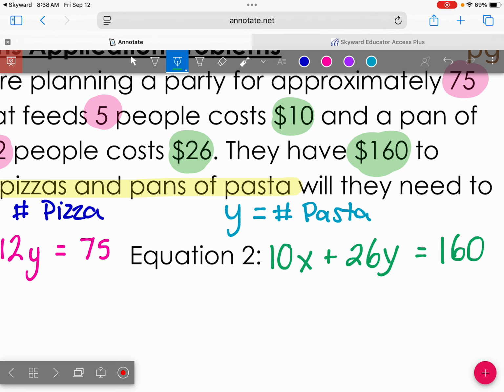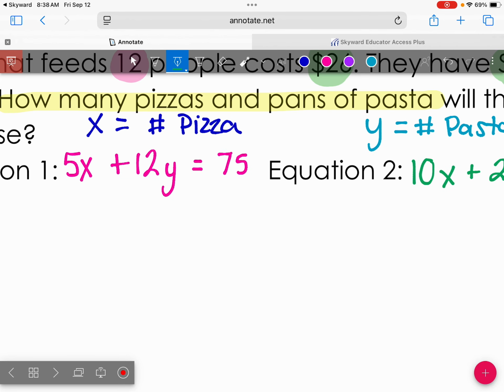Because honestly, if I had the budget, I'd probably be getting pasta because it's better pasta. But I don't have the budget to get everybody pasta. So we're going to get some pizzas, but a lot of pasta. But we need to make sure we got enough food for everybody.